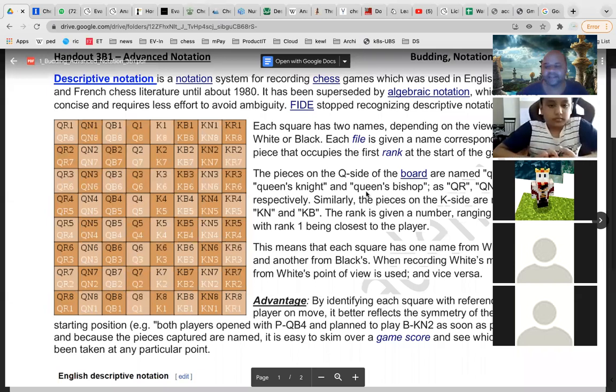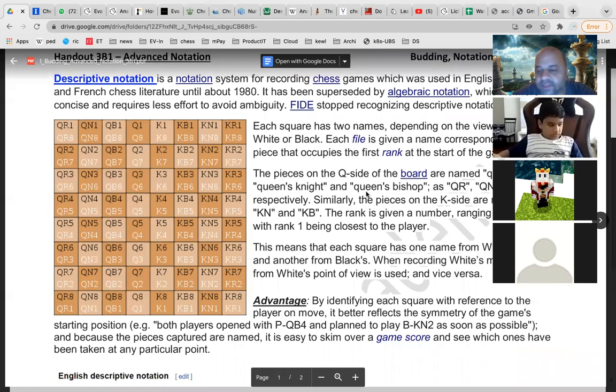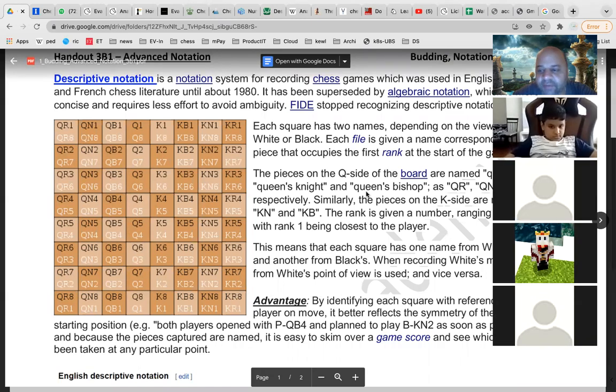Okay. So as I said, I'll just recap. This is an older descriptive notation. All of you know the E4, E5, NF3, NC6. That is called the algebraic notation. Now this is the older chess notation. You can write your chess game even in this notation. It used to be very popular and it is still very popular in England.